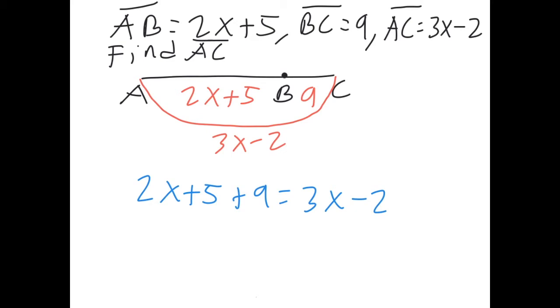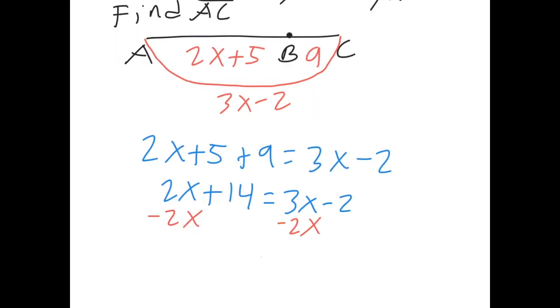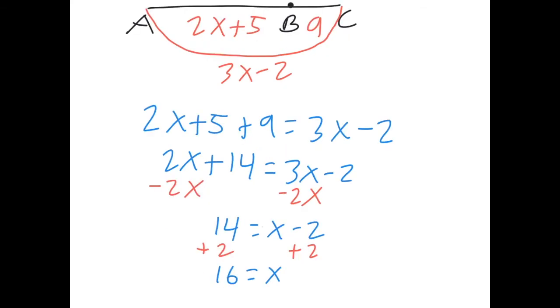So if we combine like terms, we'll get 2x plus 14 equals 3x minus 2. Then subtract 2x from both sides, and that'll give us 14 equals x minus 2. So add 2 to both sides, and that'll give us x equals 16.